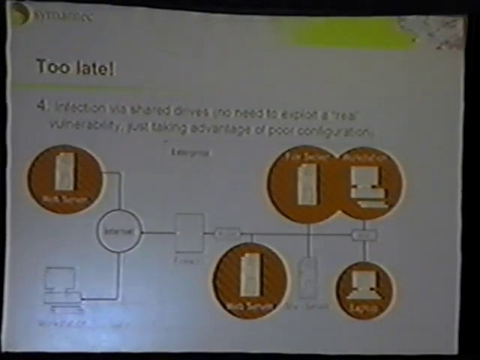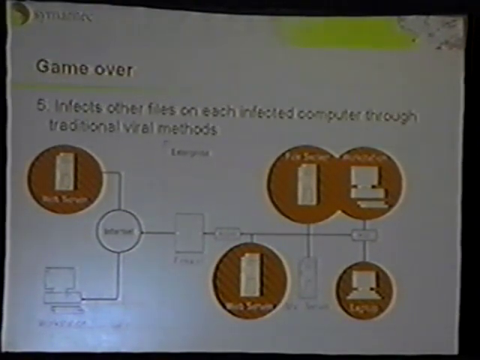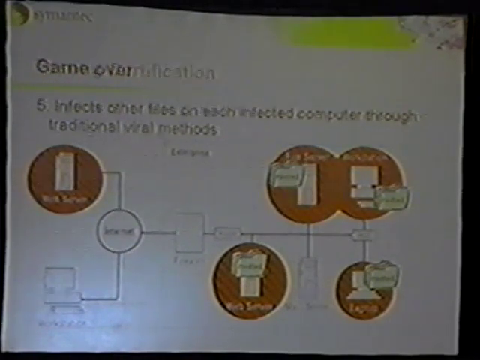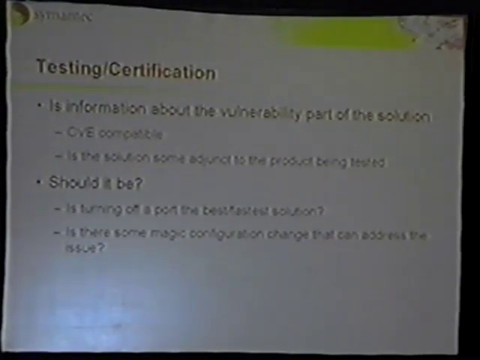Everybody's sharing information. Pretty soon the worm is everywhere. Then the traditional viral methods start. Pretty soon all the machines in your organization are owned. The interesting thing about this is that traditional tests of antivirus don't talk at all about the vulnerabilities that were exploited. They don't tell you if information about that vulnerability is part of the solution.